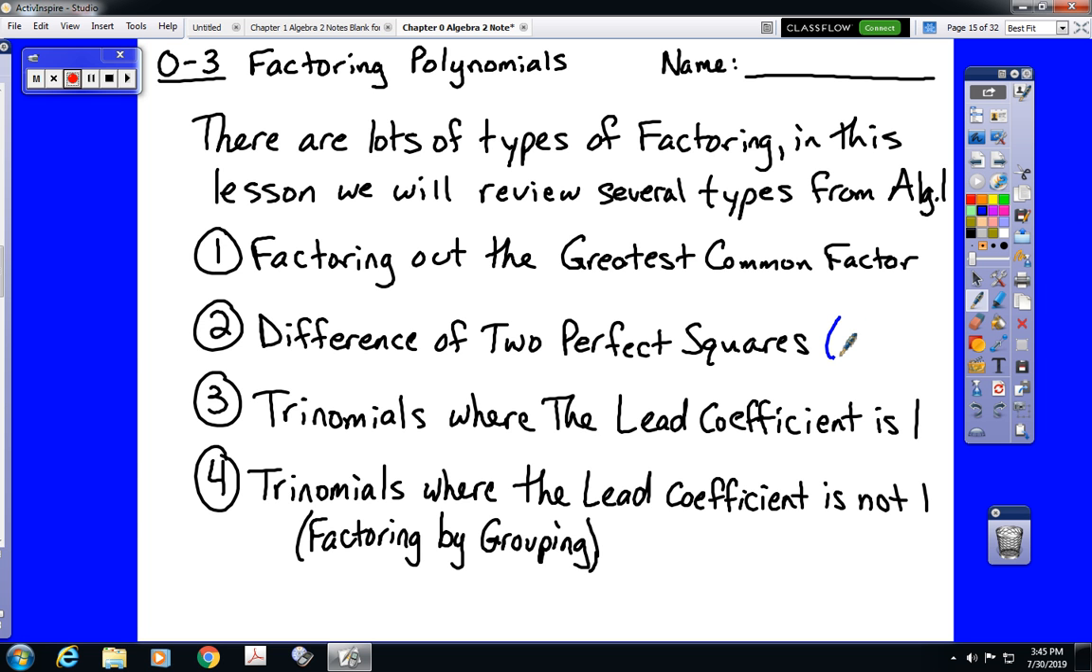Remember that will only work with binomials. No other type will work. Trinomials, where the lead coefficient is equal to 1. When I say lead coefficient, I'm talking about the a value in ax squared plus bx plus c. And then finally, trinomials where the lead coefficient is not 1. In other words, a does not equal 1. And that actually turns into factoring by grouping, the way that I teach it and the way that I expect you to do it. So this first video will cover that first type of factoring, and that is the greatest common factor.